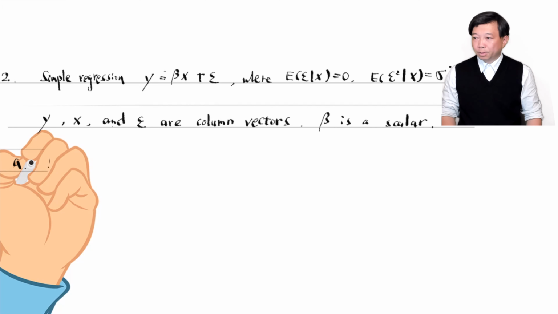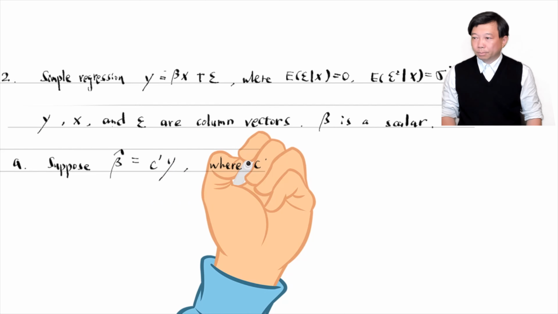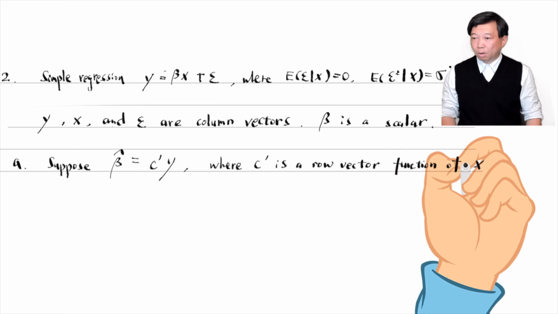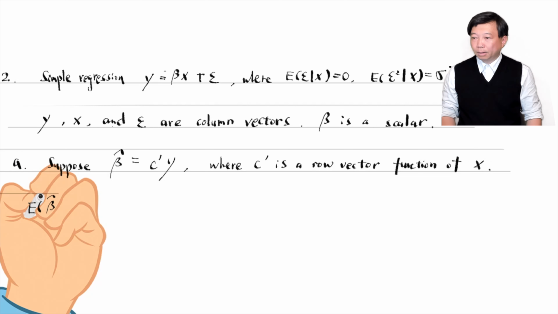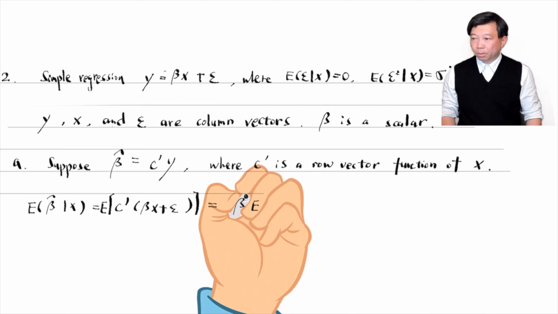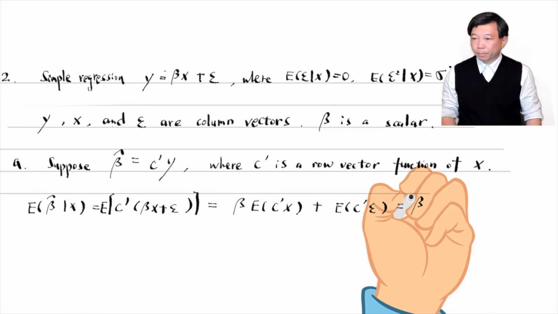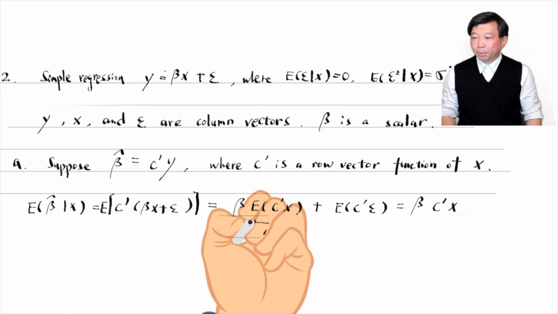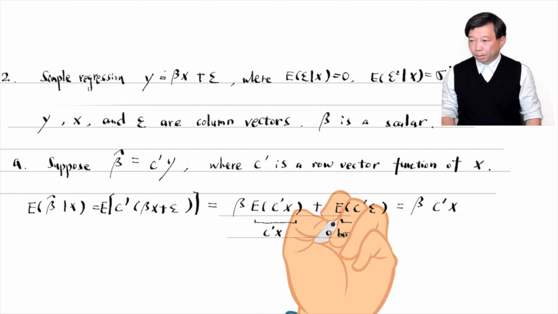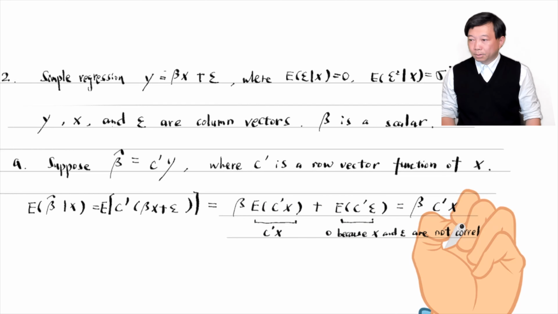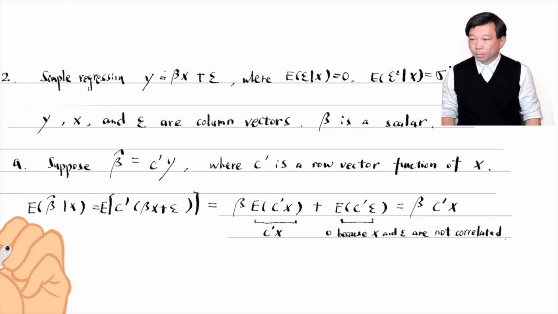Suppose the linear estimator beta hat equals C prime times y, where C prime is a row vector function of x. We can compute the expected value of beta hat. The first term is C prime times x, because C is a function of x. The second term is 0, by the 0 conditional mean assumption. So we have equation 1.